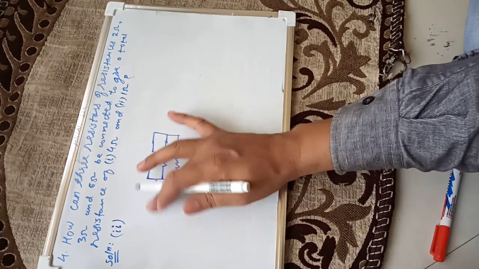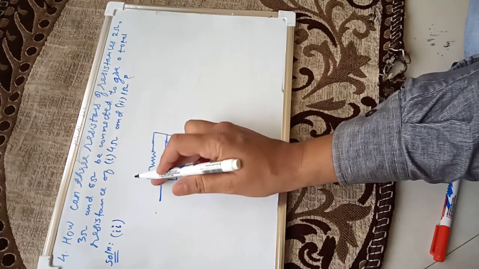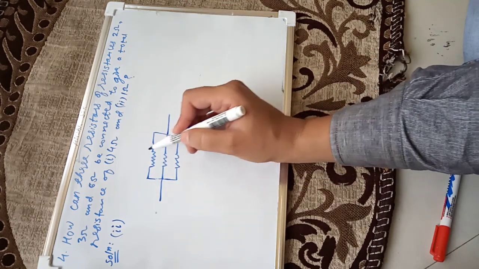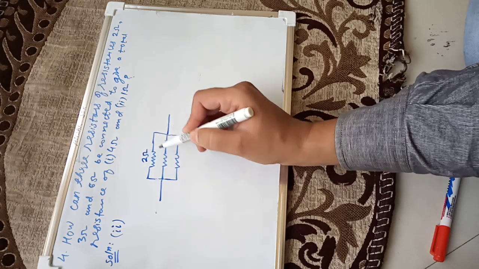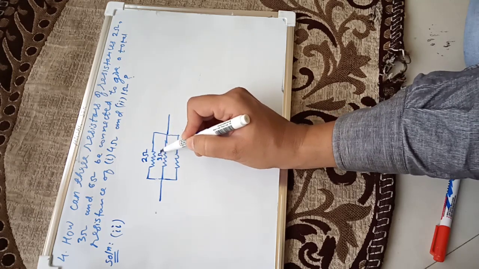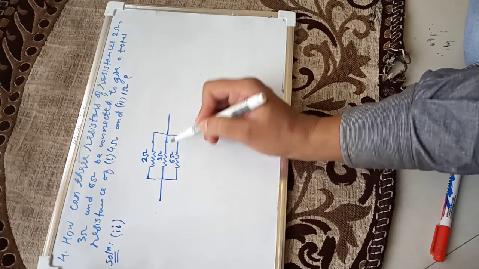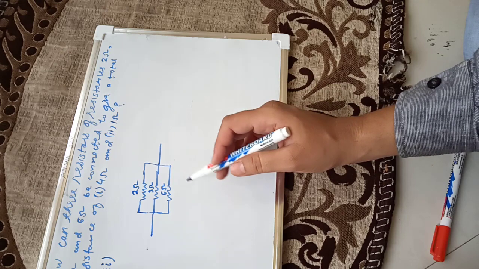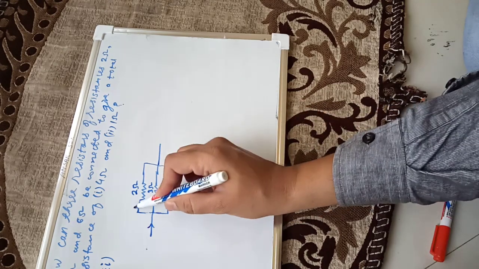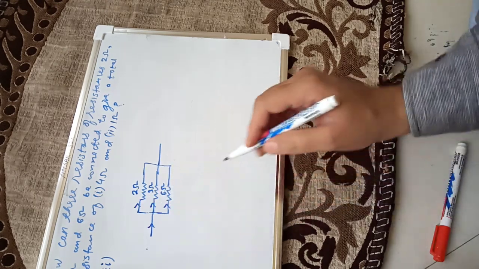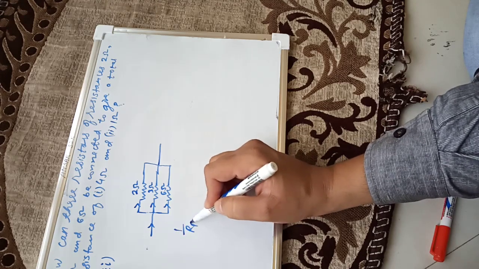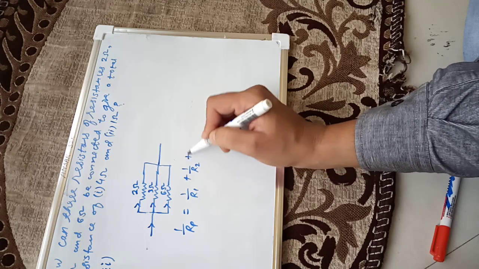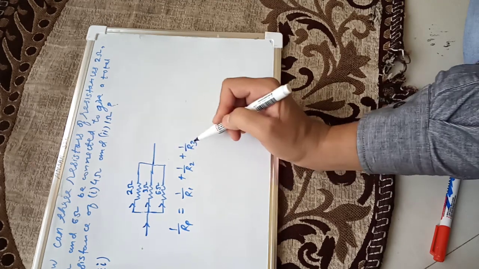Since I have been teaching it for a long time, I could easily judge. You will have to think over it. See this, suppose this is a 2 ohm resistor, this is 3 ohm, and this is a 6 ohm resistor. I think all three should be connected in parallel to get 1 ohm resistance as resultant. Let us see, 1 upon R parallel is equal to 1 upon R1 plus 1 upon R2 plus 1 upon R3. This is the solution.